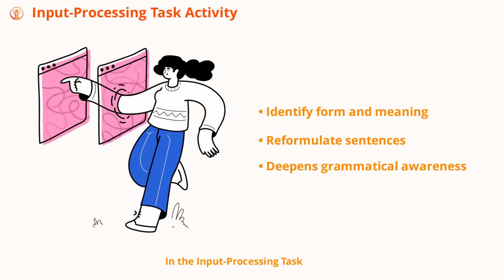In the input processing task, students are presented with sentences containing embedded suffixes. Their job is to identify whether the form contributes to the meaning and then reformulate the sentence if necessary. This activity sharpens learners' awareness of how grammatical forms function in context, bridging the gap between form and meaning.